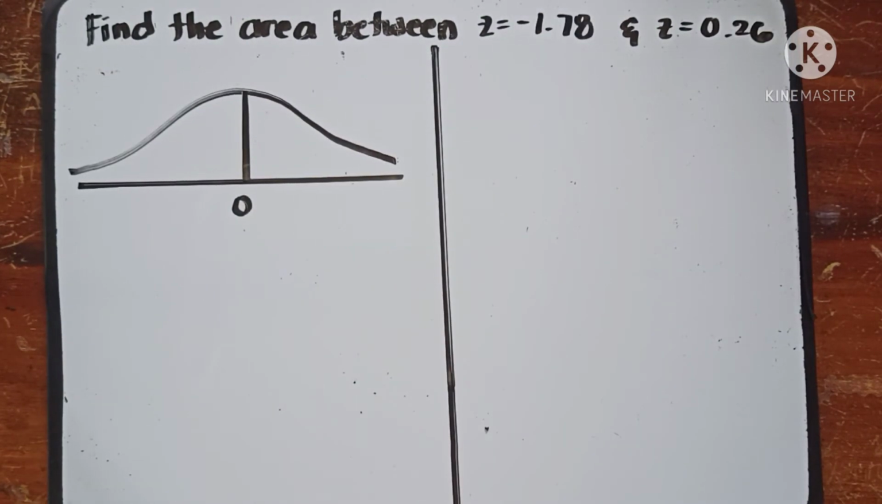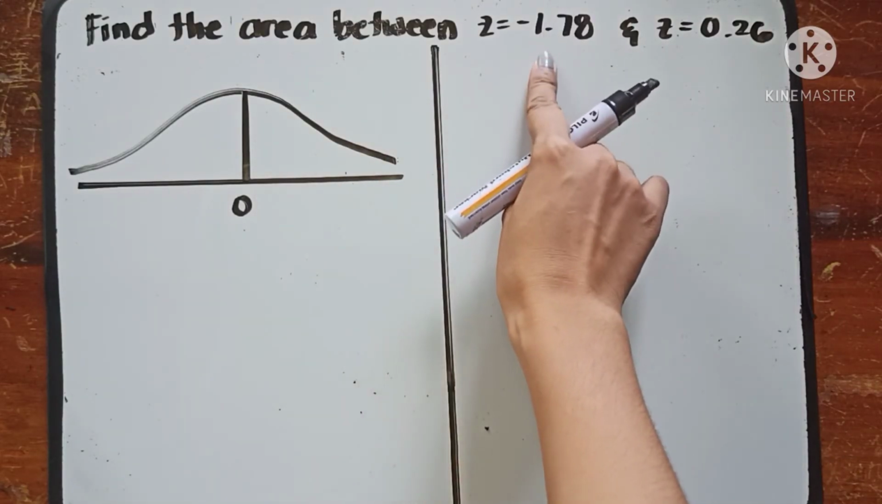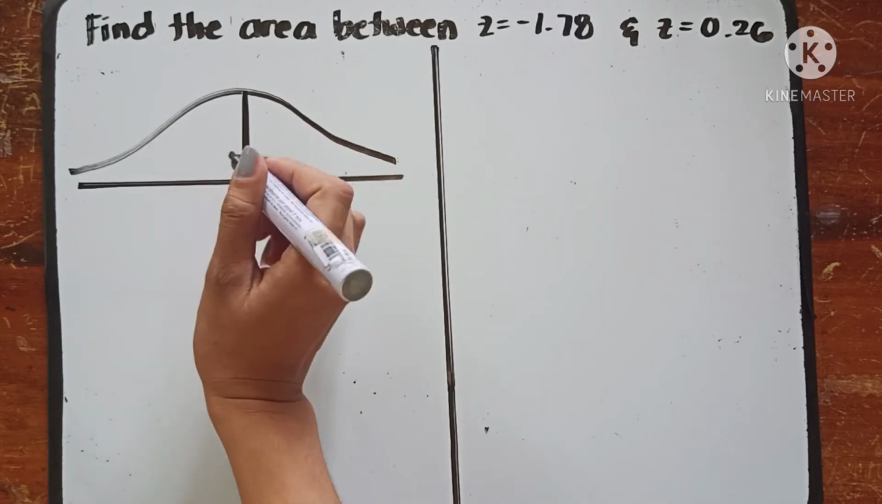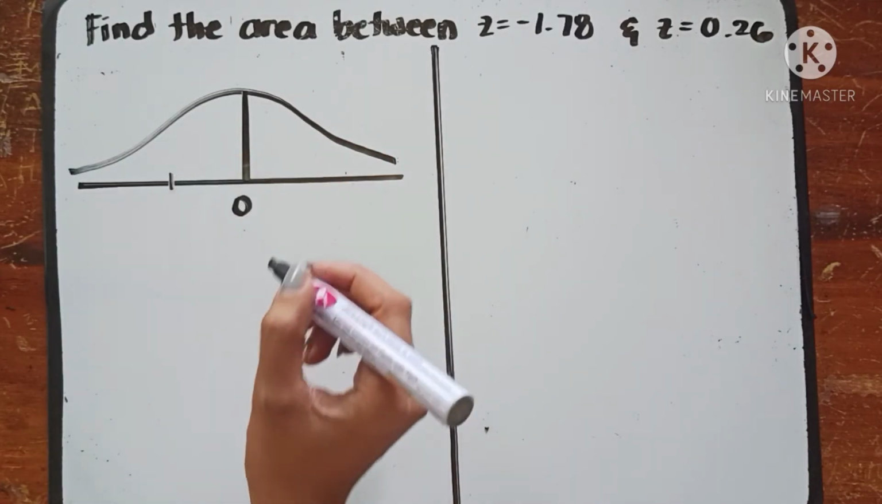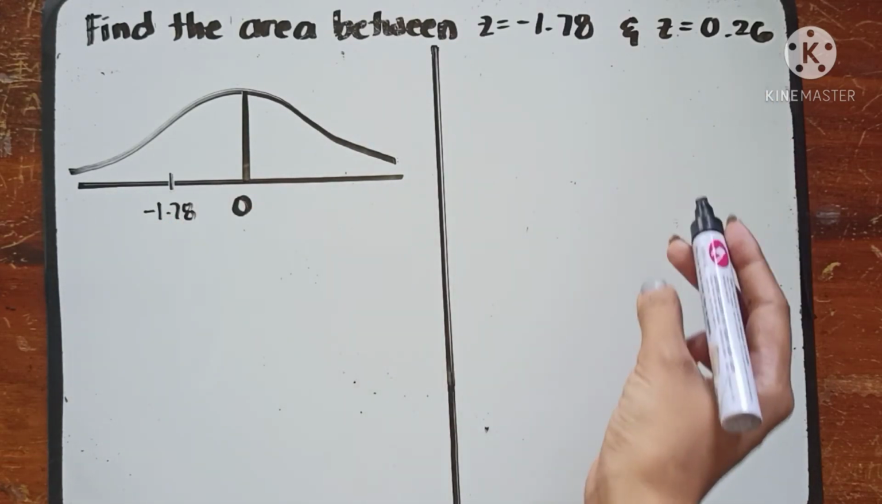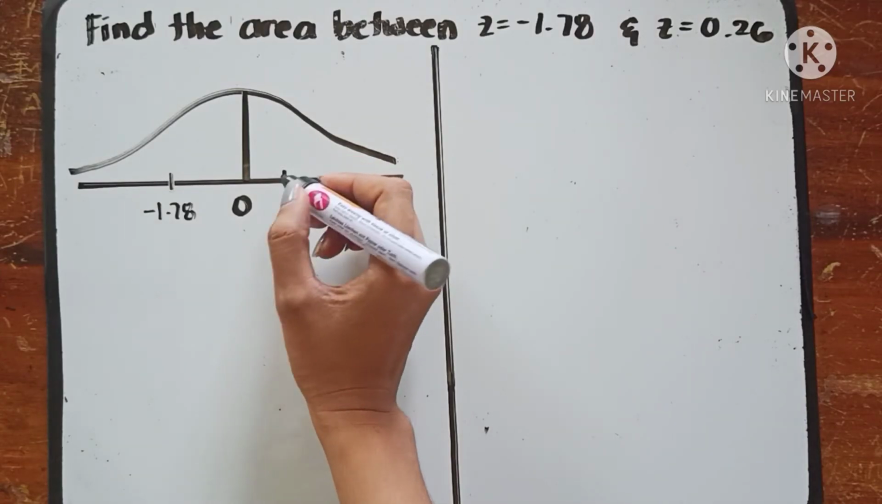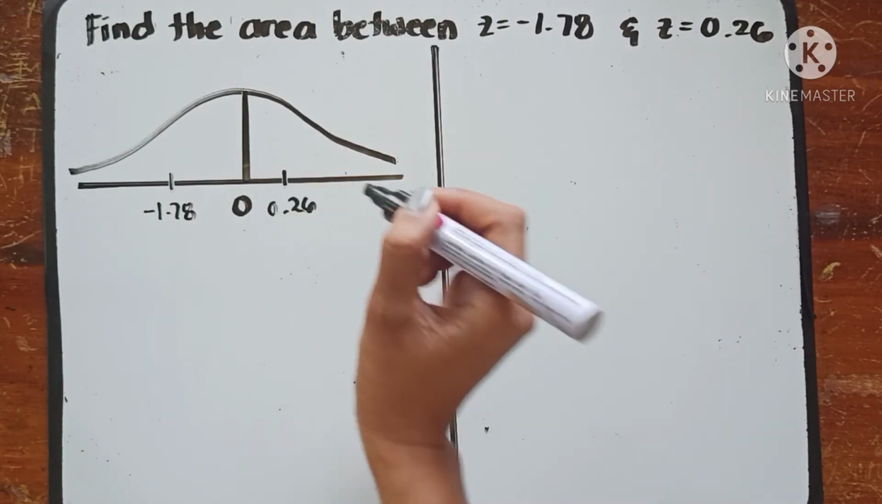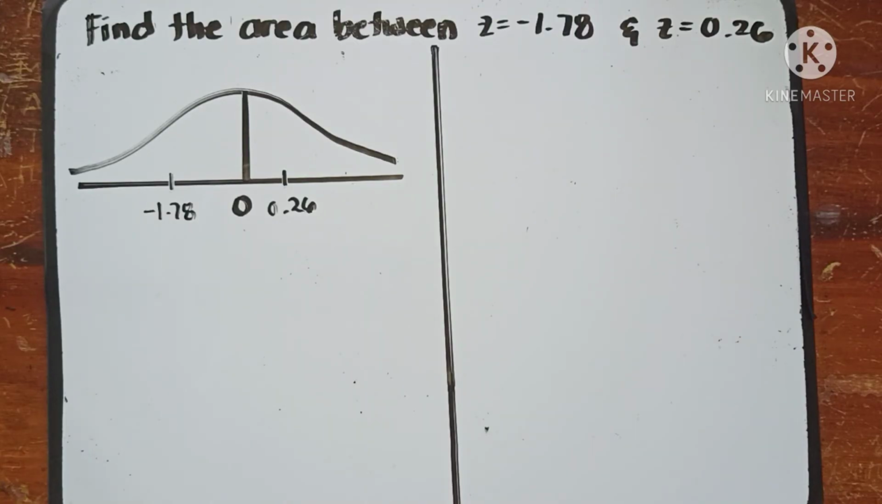Okay, so another example, find the area between Z is equal to negative 1.78 and Z is equal to 0.26. Okay, so sketch the normal curve and ilagay lahat ng given numbers. So, meron tayong negative 1.78 and positive 0.26. So, gitna si 0, si negative 1.78 ay nasa left side. So, since this is a negative number, so, negative 1.78, then si 0.26 ay nasa right, malapit kay 0. So, positive 0.26.